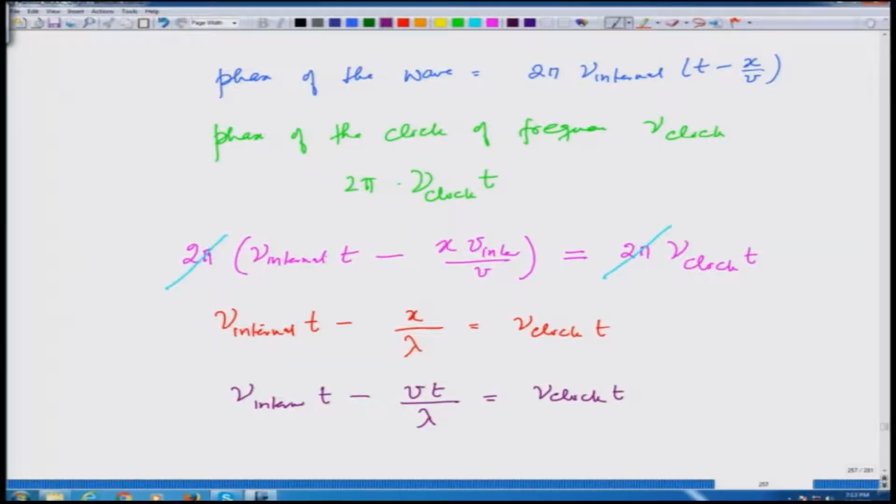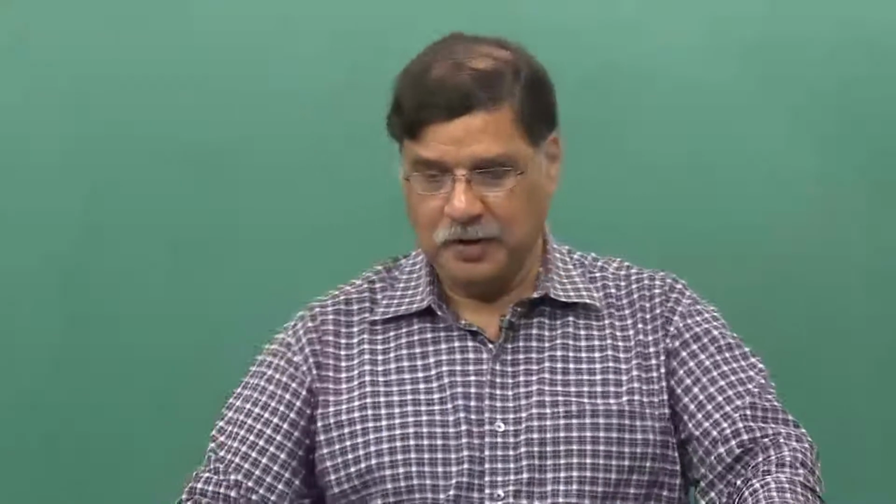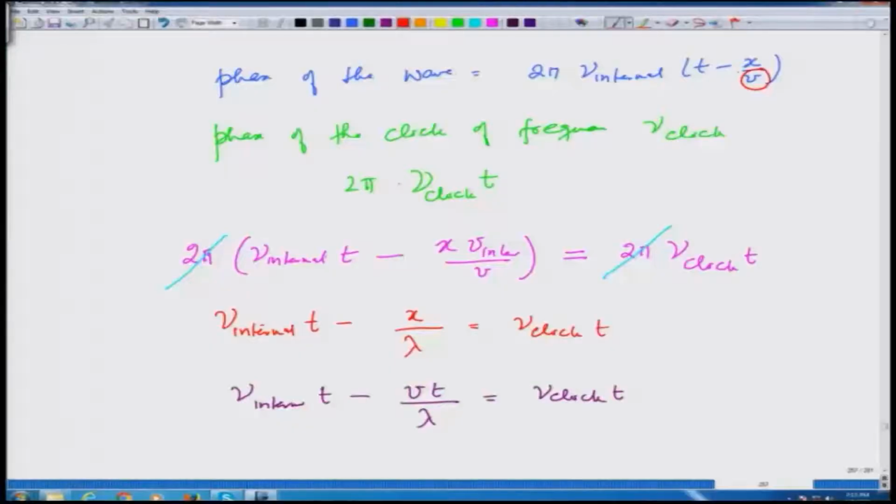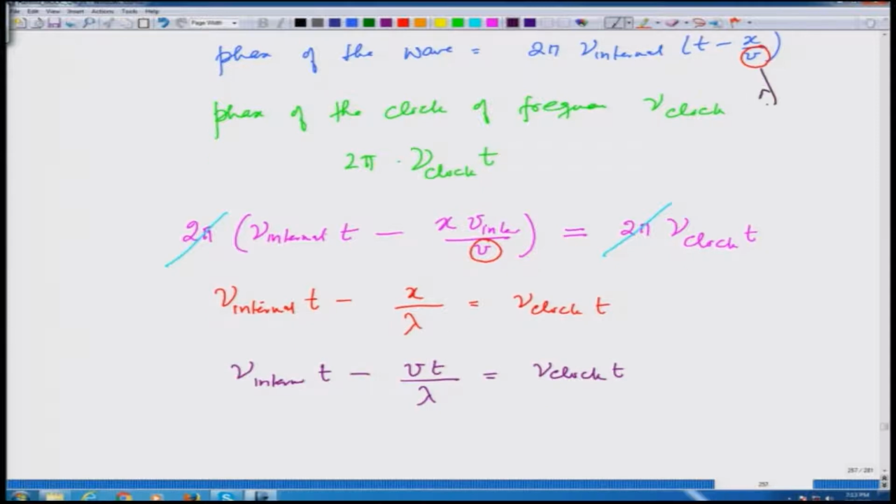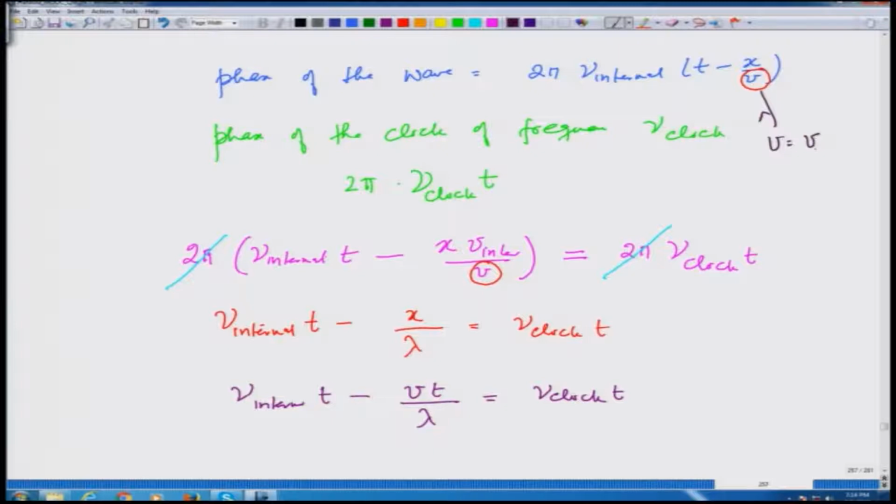You may wonder and feel at this point that maybe we cheated, because this v out here, which I am encircling in red, if I had put x equals v t, probably I would have cancelled things, but that is not true. This v is actually v wave. So, even if I wrote this whole thing writing x equals v t right from the beginning, there will be no problem, because I will have 2 pi nu internal times (t minus v t divided by v wave) is equal to 2 pi nu clock times t. So, that is not an issue, and this t cancels and 2 pi cancels.